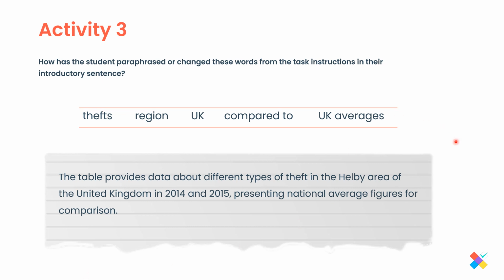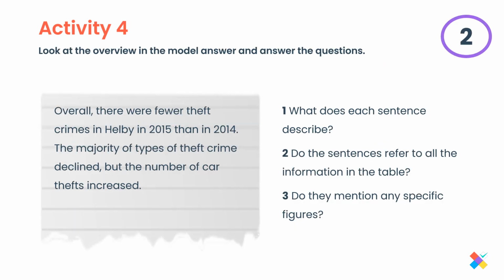Okay, and here are the answers. As you can see, you don't have to reinvent the wheel. All you have to do is to think of words and synonyms that you can use instead of copying word for word from the task instruction. Because if you do that, you're going to be penalized. Those are not your words. All right? Nothing too complicated. Okay, let's move on. The fourth activity.